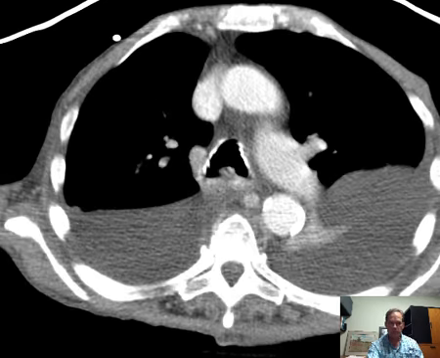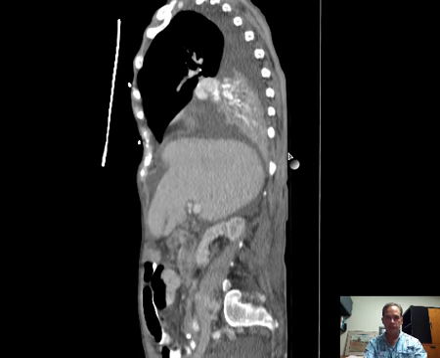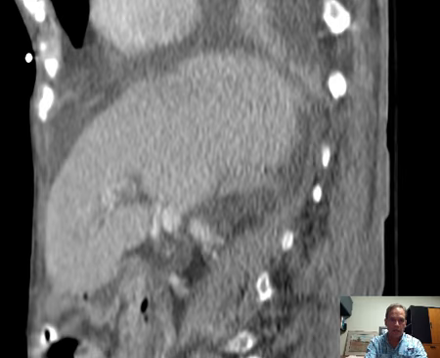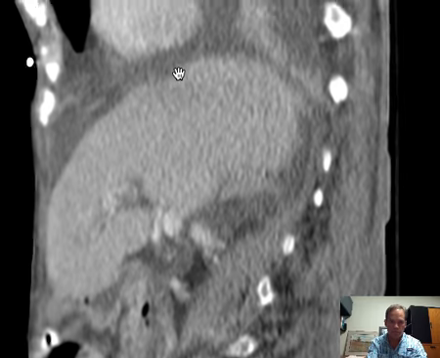So let's look at that a little differently in the sagittal plane. See how different things might look there. And let me get that down into view.